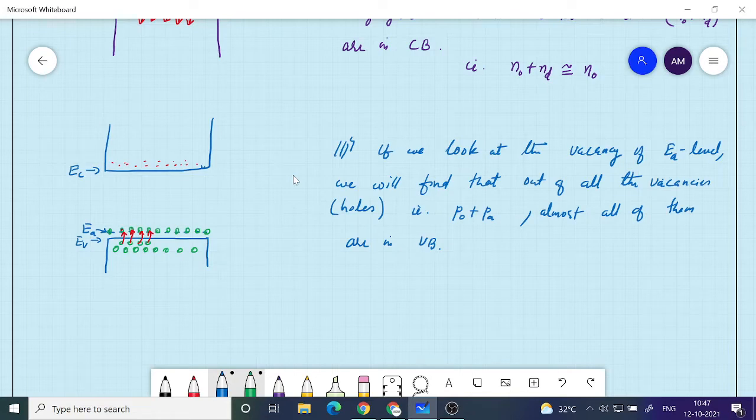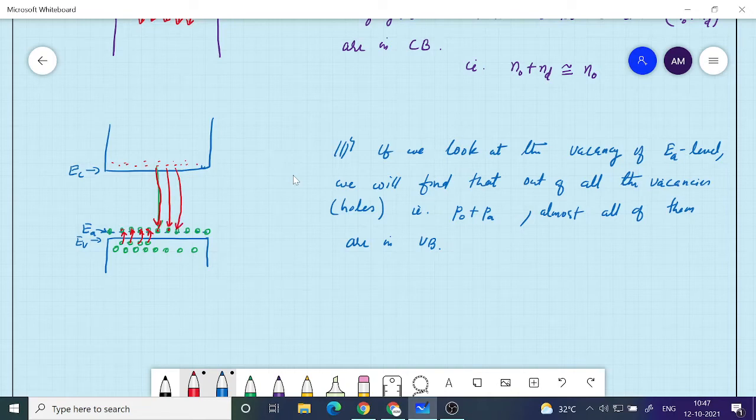So all these electrons will, and similarly a lot of electrons will fall into this and occupy. So now these are occupied. A lot of electrons will fall into it.